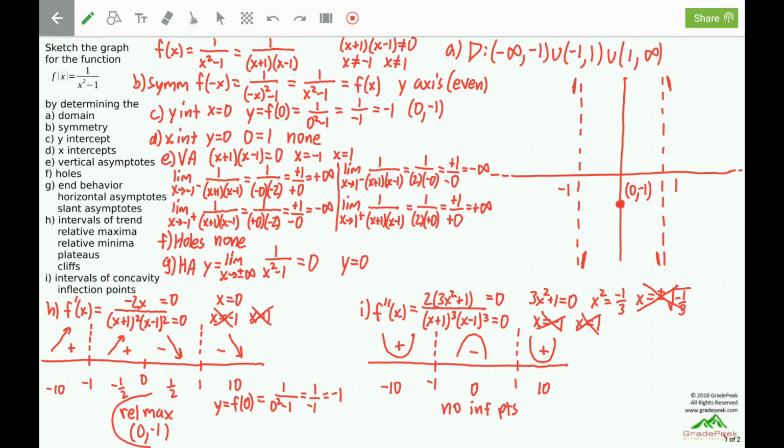Right at the point 0, -1, we found a relative maximum. So we will give this a relative maximum type of shape. It turns out to be the y-intercept that we had found earlier. And we found no inflection points, so the concavity will not change at any point, though from what we see here, it is changing around the vertical asymptotes.